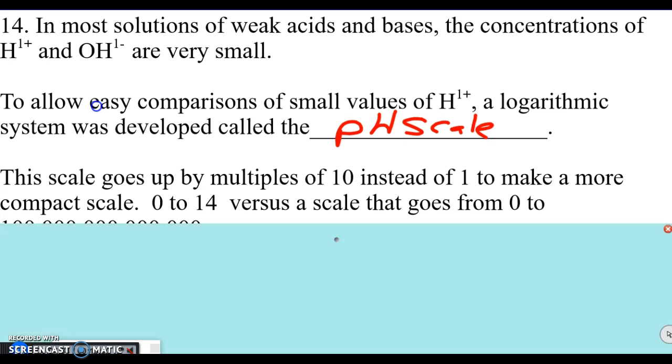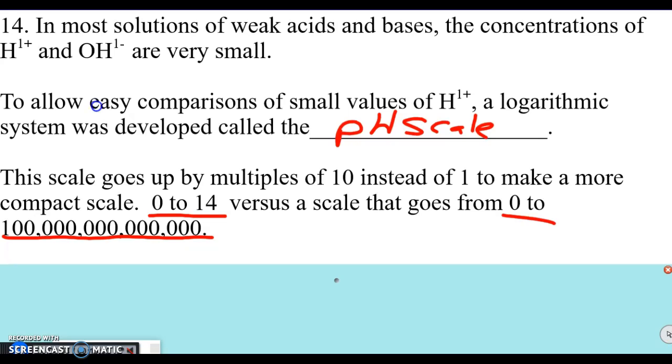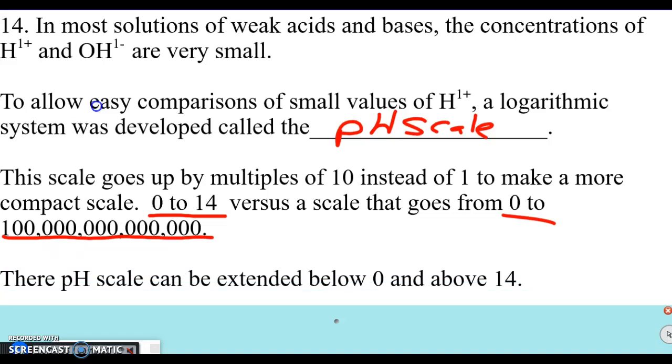from 0 to 14. Do realize, folks, that the actual pH scale does go below 0 and does go above 14, but for items that students would handle, 0 to 14 seems to be the most useful. So the 0 to 14 scale is useful. It's very compact. If we did go up by ones, we would have to go from 0 up to 100 trillion. Way more broad way of looking at this same topic. So 0 to 14 seems to be the most useful. And again, the pH scale does extend below 0 and above 14.